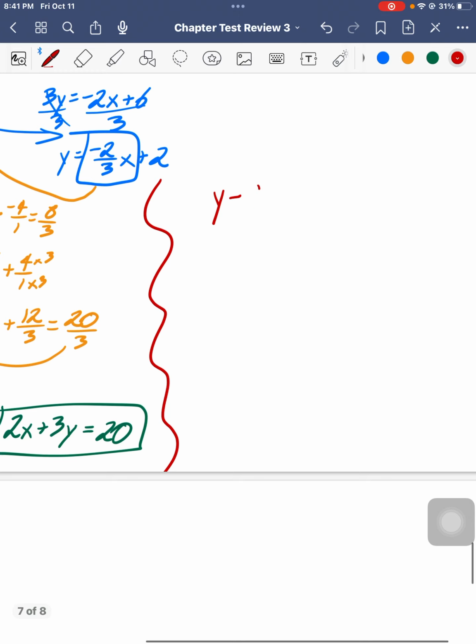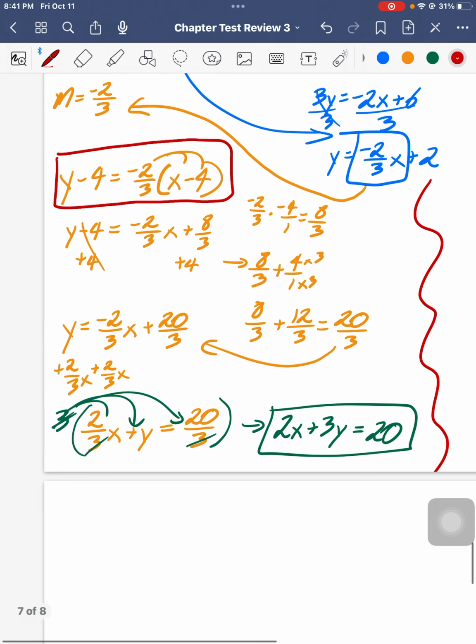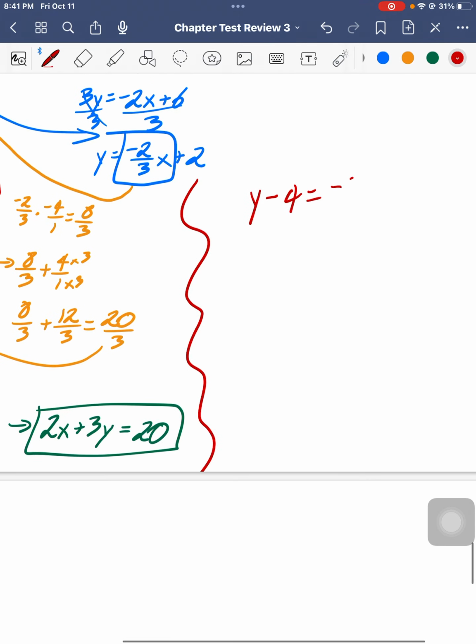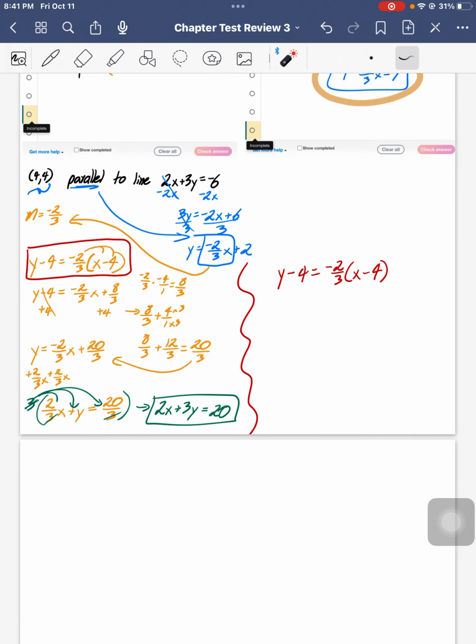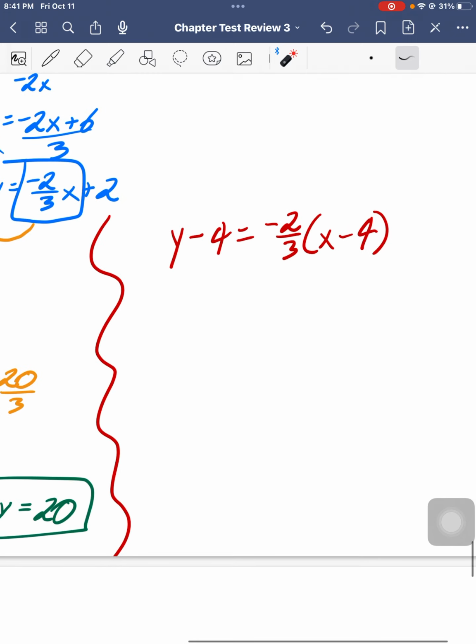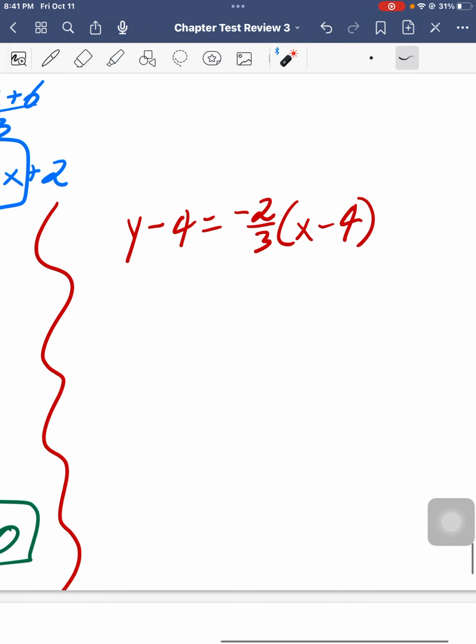So y minus 4 equals negative 2 over 3 x minus 4. Okay, so I have the same thing that I have here, but instead of doing all of this, I'm going to do something different over here.